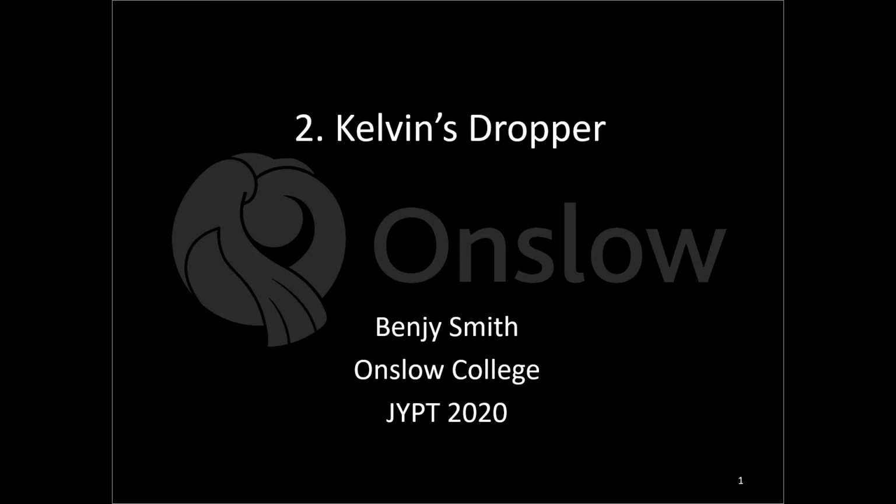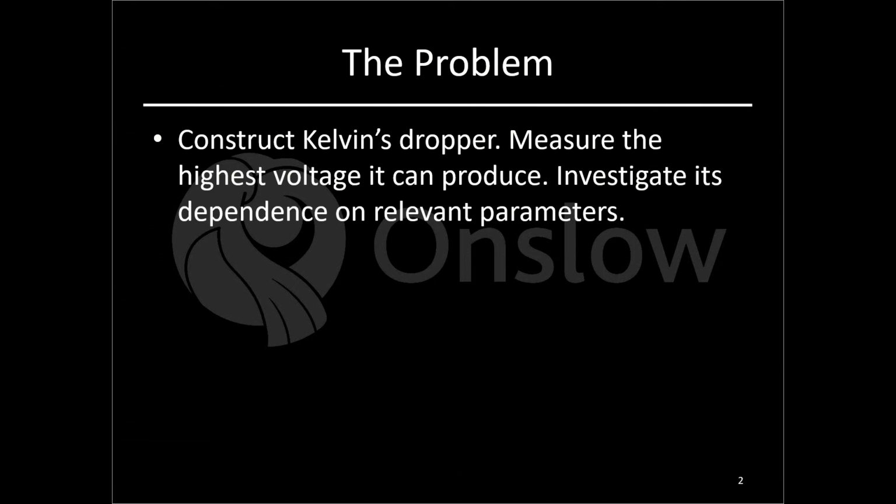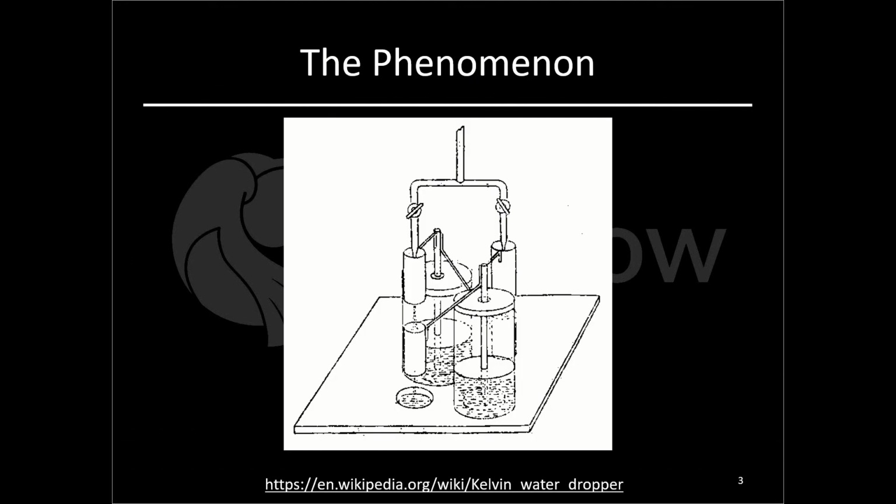I'm from Onslow College and I'm presenting problem number 2, Kelvin's dropper. The problem states: construct a Kelvin's dropper, measure the highest voltage it can produce, and investigate its dependence on relevant parameters. This is Lord Kelvin's dropper. This is the original drawing he made of it.